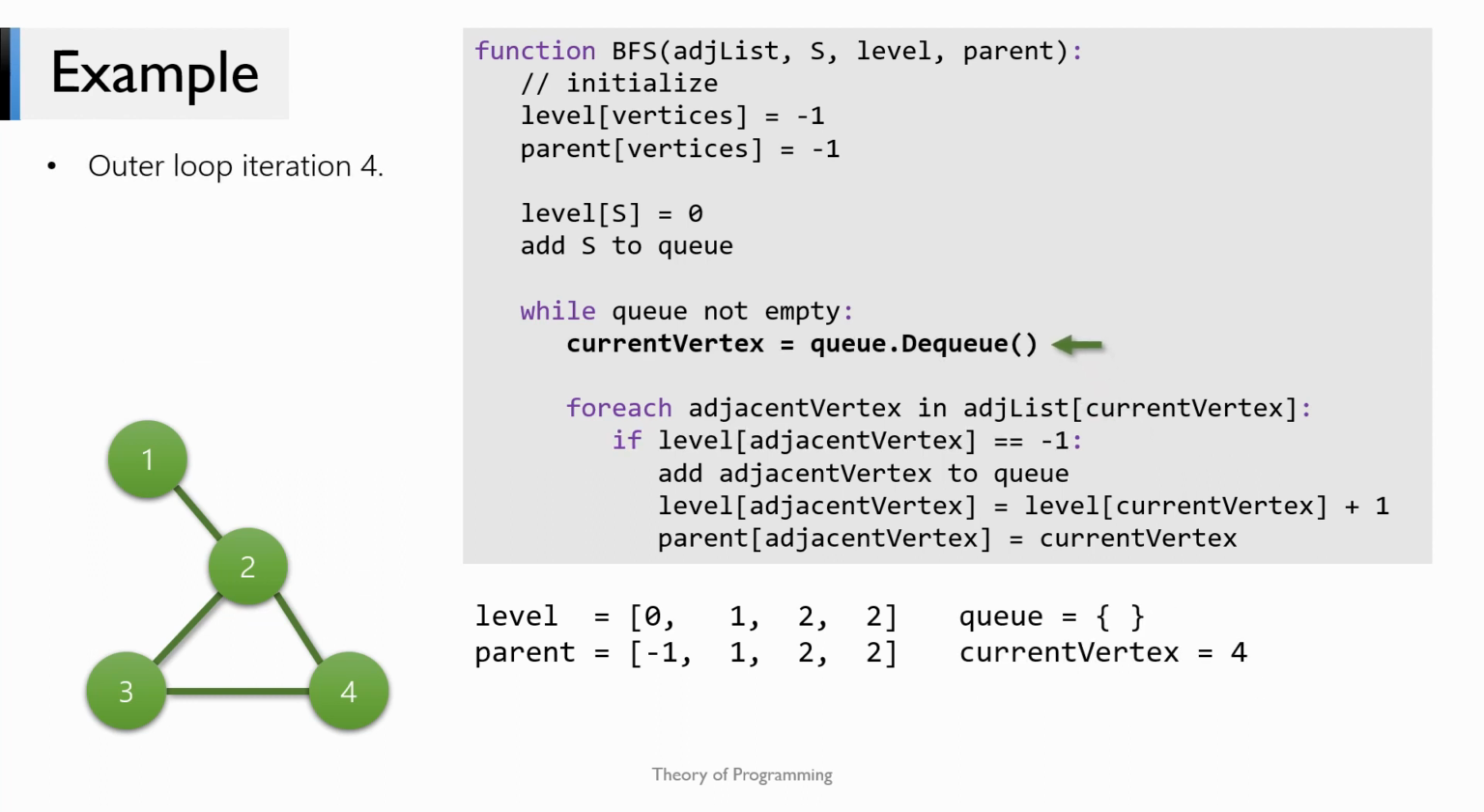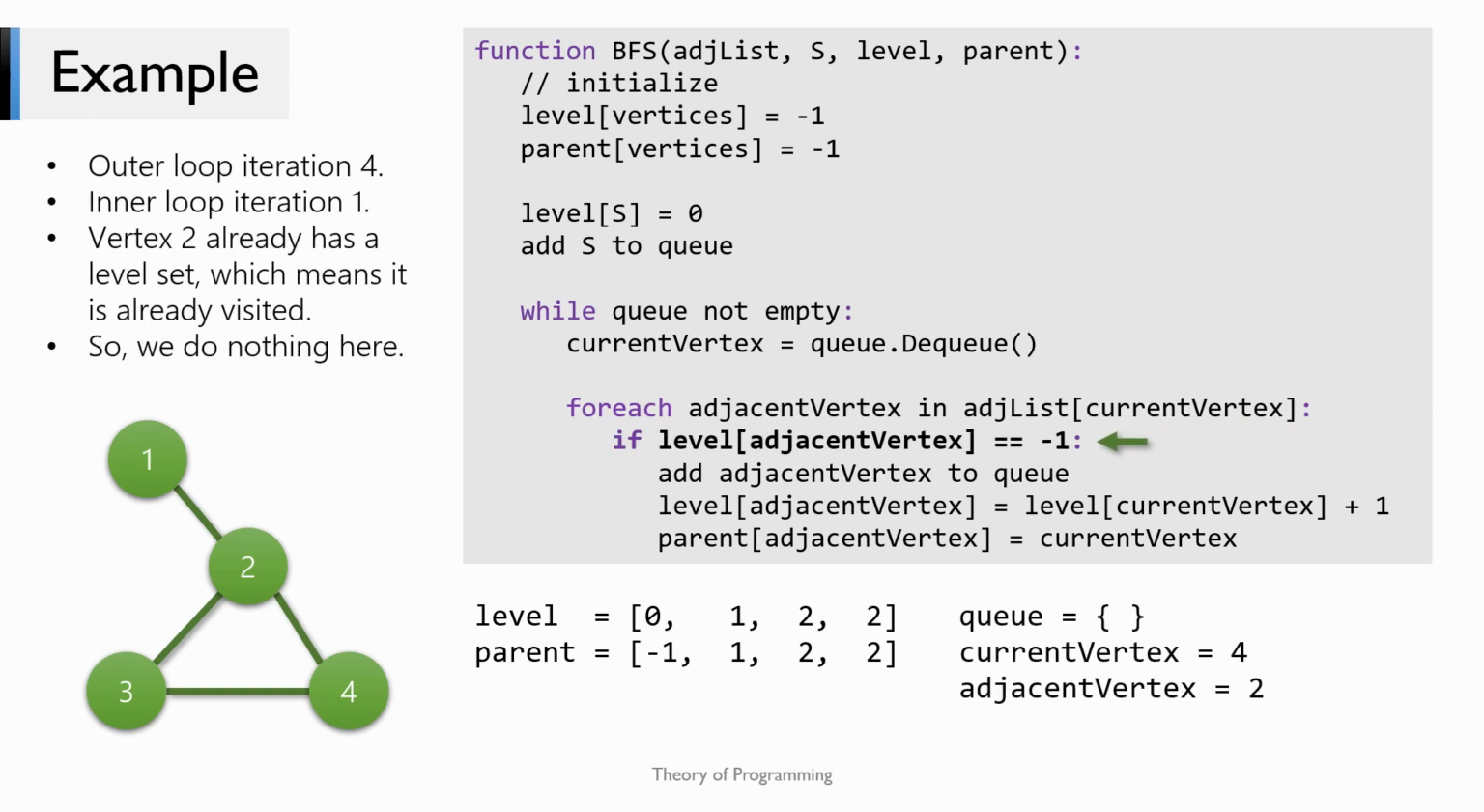Now, removing the last element left in the queue, the variable current vertex will now hold the value of 4. Now, we look at each adjacent vertex to vertex 4. Vertex 2 and vertex 3 are adjacent to vertex 4. Let's iterate this for loop in that order.